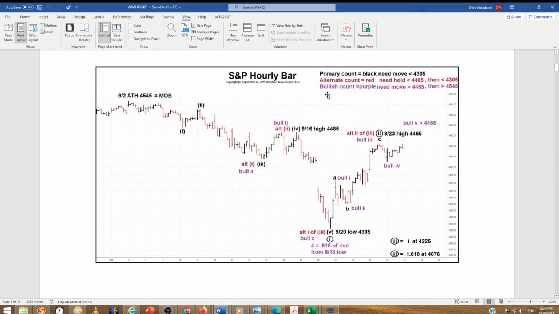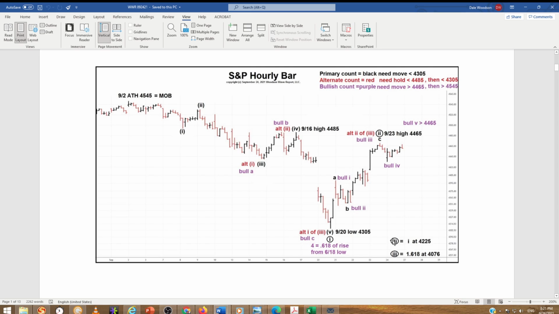Alternate count, a series of 1s and 2s in red. A 1 down, yeah, you can count this 1, 2, 3, 4, 5 there. A 1 down, a 2 up, another 1 of 3 down, another 2 of 3 up. So this count needs to hold below 44.85, which is up here. Okay, right there. That's what that needs. And then a drop below 43.05, the wave 1 low. It should be a wave 3 of 3, so a third of third wave is the most powerful.